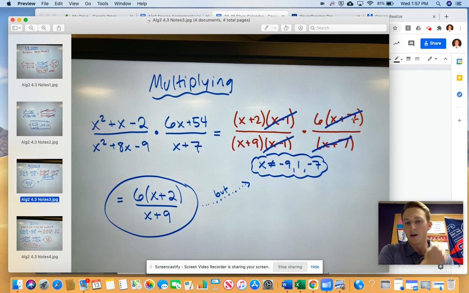So now we can kind of cancel out some terms. We have an x. Actually, let's find our restrictions first. So just looking at the bottom here, x can't be negative 9, positive 1, or negative 7. Then we can start canceling stuff out. So we have an x plus 7 on the top and bottom, and an x minus 1 on the top and bottom. Then we're just going to multiply straight across for our answer. So we have 6 times x plus 2 divided by x plus 9.